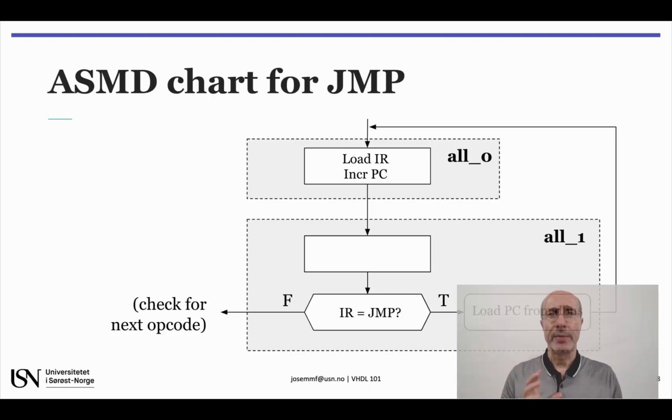Notice that the first state carries out operations that will be needed for any other instruction as well. And then the following state, called AL1, checks if the instruction code corresponds to jump. If that is the case, then the program counter is loaded with the destination address fetched from memory.